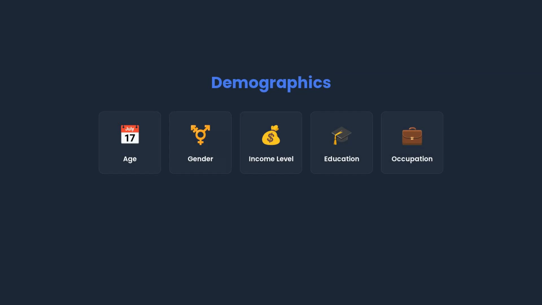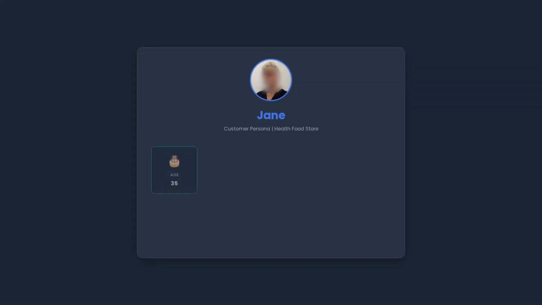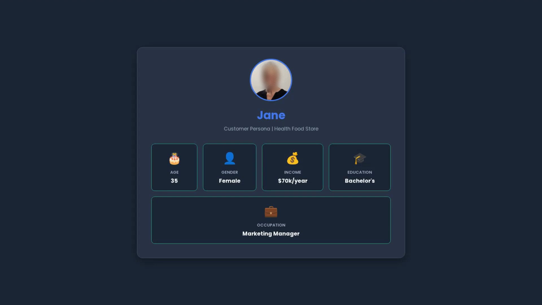Demographics cover basic information such as age, gender, income level, education, and occupation. Example: meet Jane, a customer persona for a health food store. She is 35 years old, female, earns $70,000 a year, has a bachelor's degree, and works as a marketing manager.